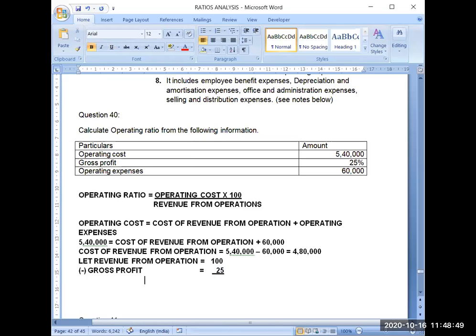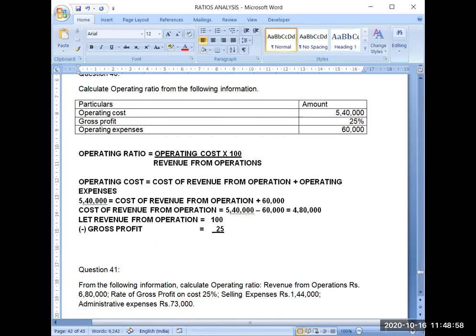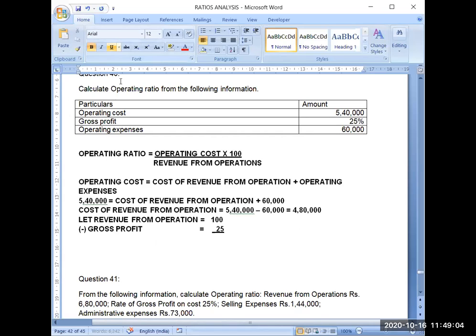So in this manner, my cost of revenue from operation will be... You can also use the formula. It is equal to 75. Cost of revenue from operation will be 75.